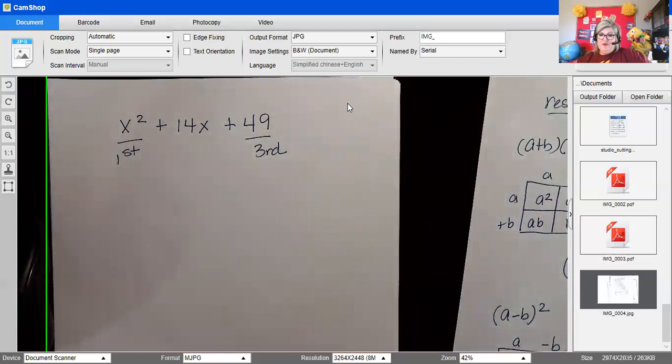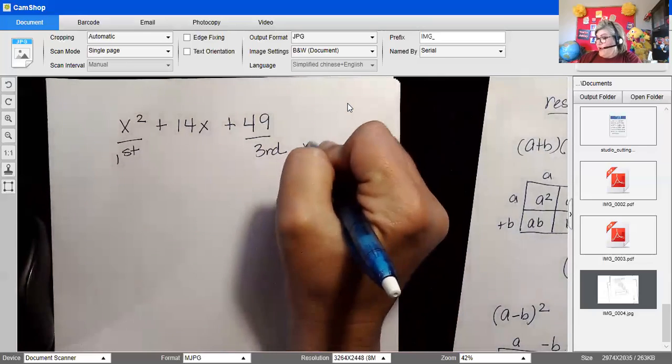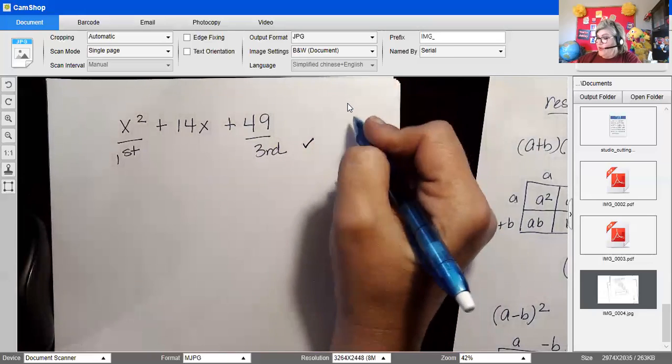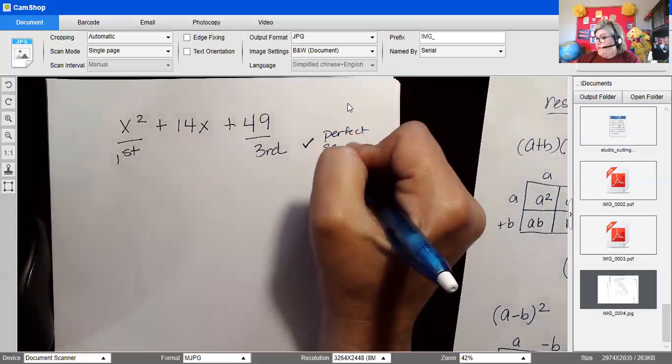What is a perfect square? A perfect square is when you can multiply one number by itself, then it's a squared term. So if they are perfect squares, then that's step one to check to see, do we have a perfect square trinomial?